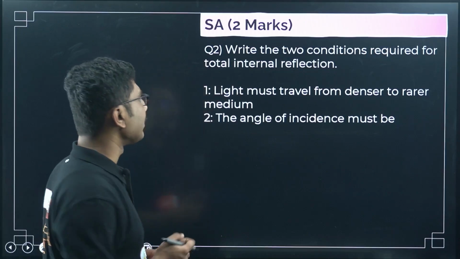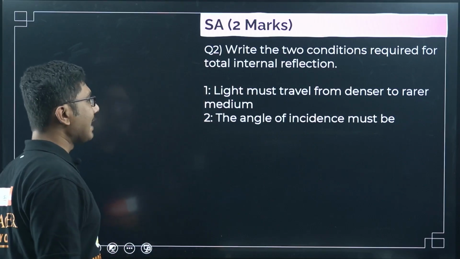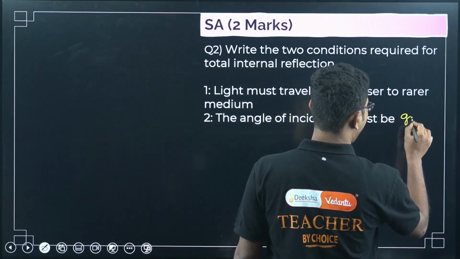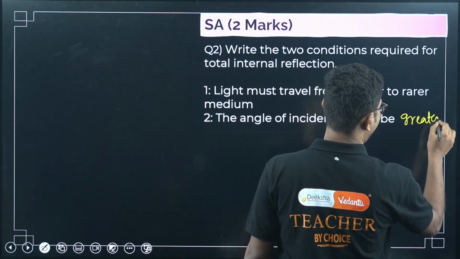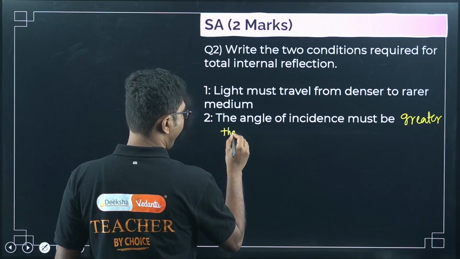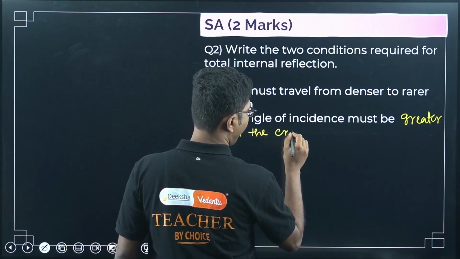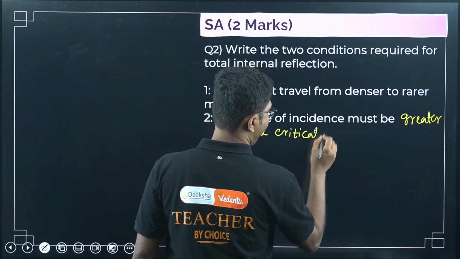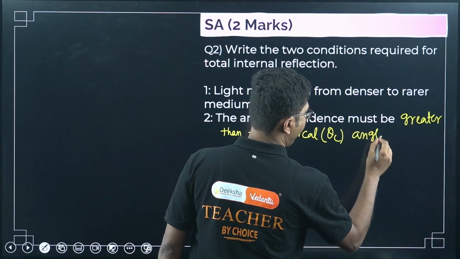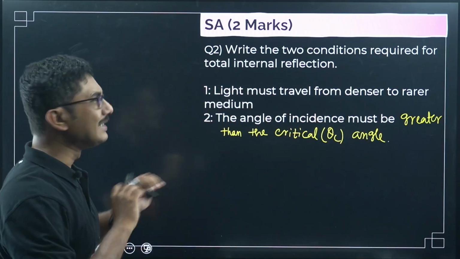Now write the 2 conditions required for total internal reflection. Very easy common question. Light must travel from denser to rarer medium, and the angle of incidence must be greater than the critical angle. Right, so this is the correct answer. I hope you understood that this is an easy question.